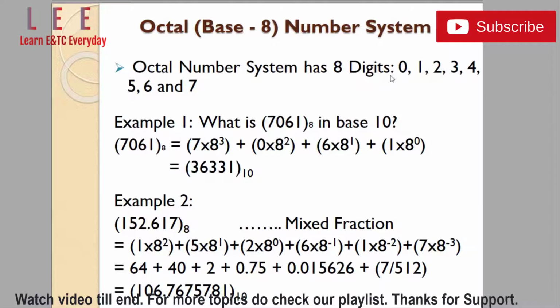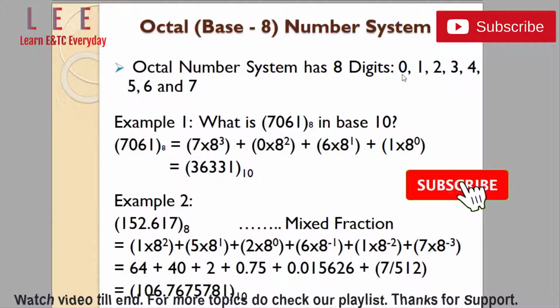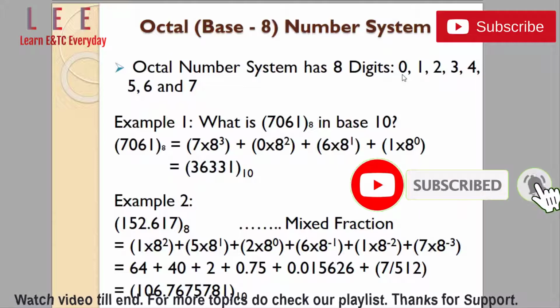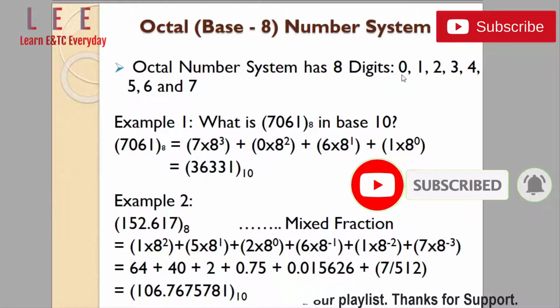What are the 8 digits? They start from 0 and end at 7. So 0, 1, 2, 3, 4, 5, 6 and 7. If you count, these are 8 digits. I already told you all our number systems start from 0. So these are the 8 digits.